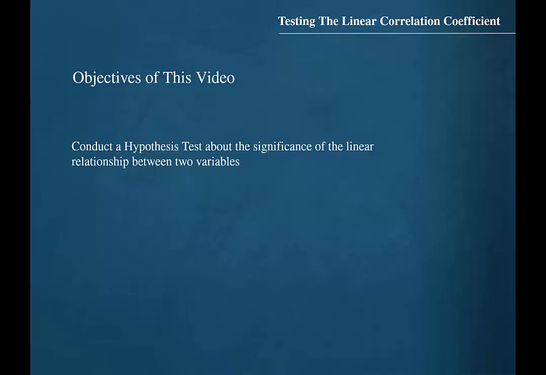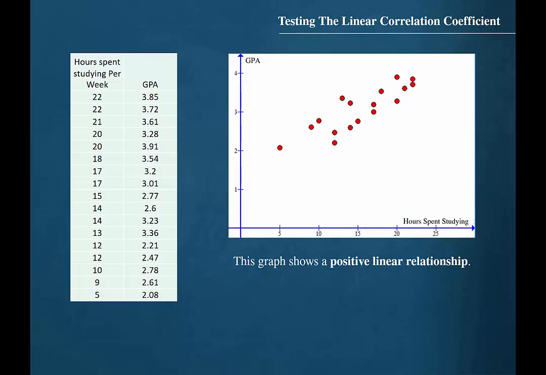The objective of this video is to learn how to conduct a hypothesis test about the significance of the linear relationship between two variables. The table shows the relationship for 17 randomly selected students between the number of hours spent studying per week and the student's GPA.